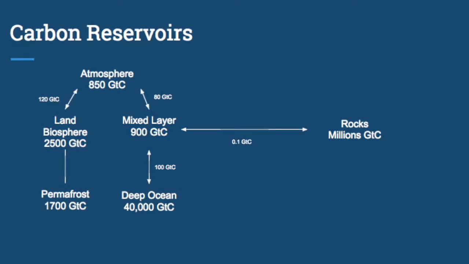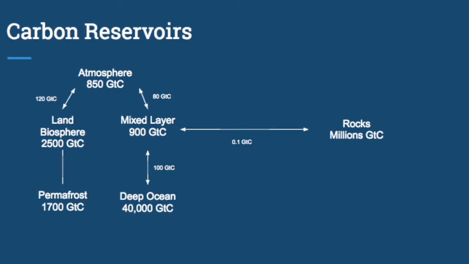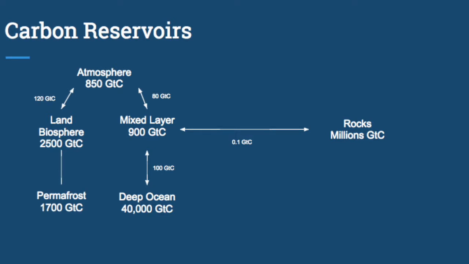If we move to the mixed layer, first recalling that this is the top 100 meters of ocean, this layer contains 900 gigatons of carbon and has a turnover rate of approximately 5 years. This reservoir sends carbon back to the atmosphere through the breakdown of carbonic acid into CO2 and water, and it also sends carbon to another reservoir known as the deep ocean.